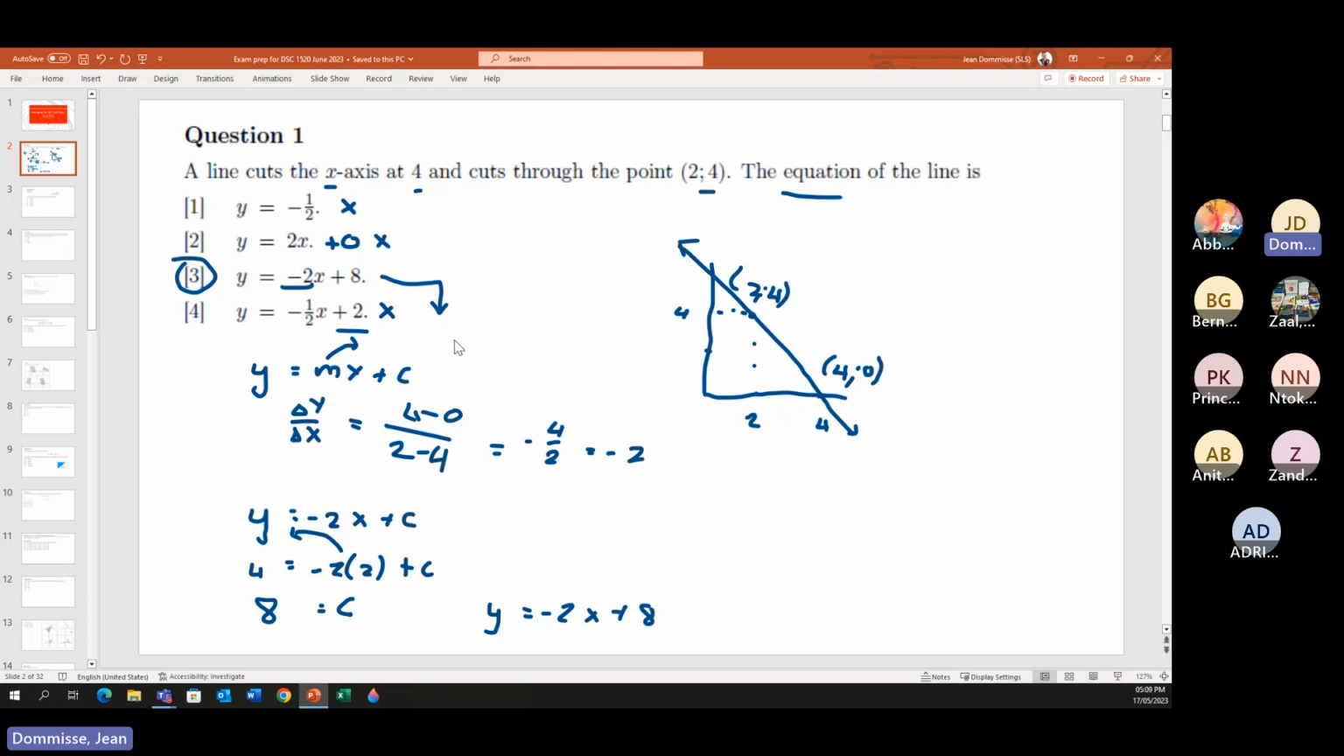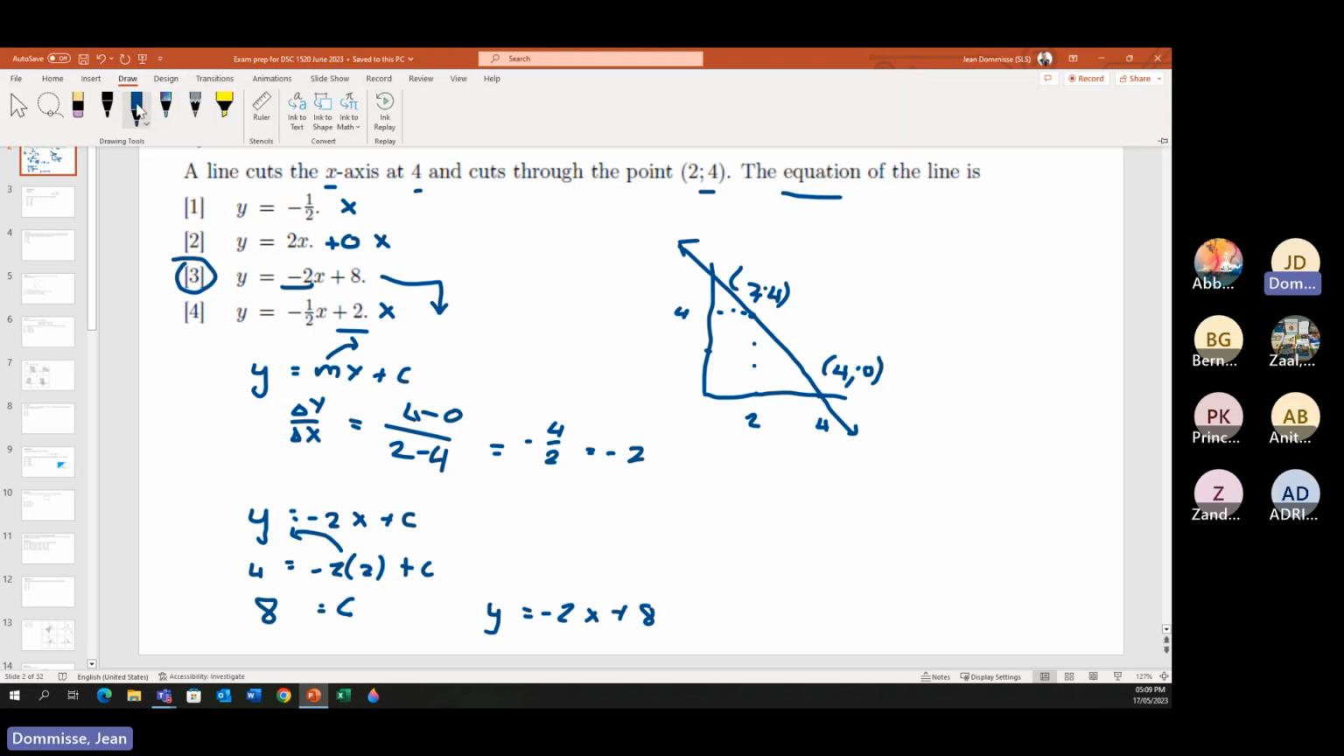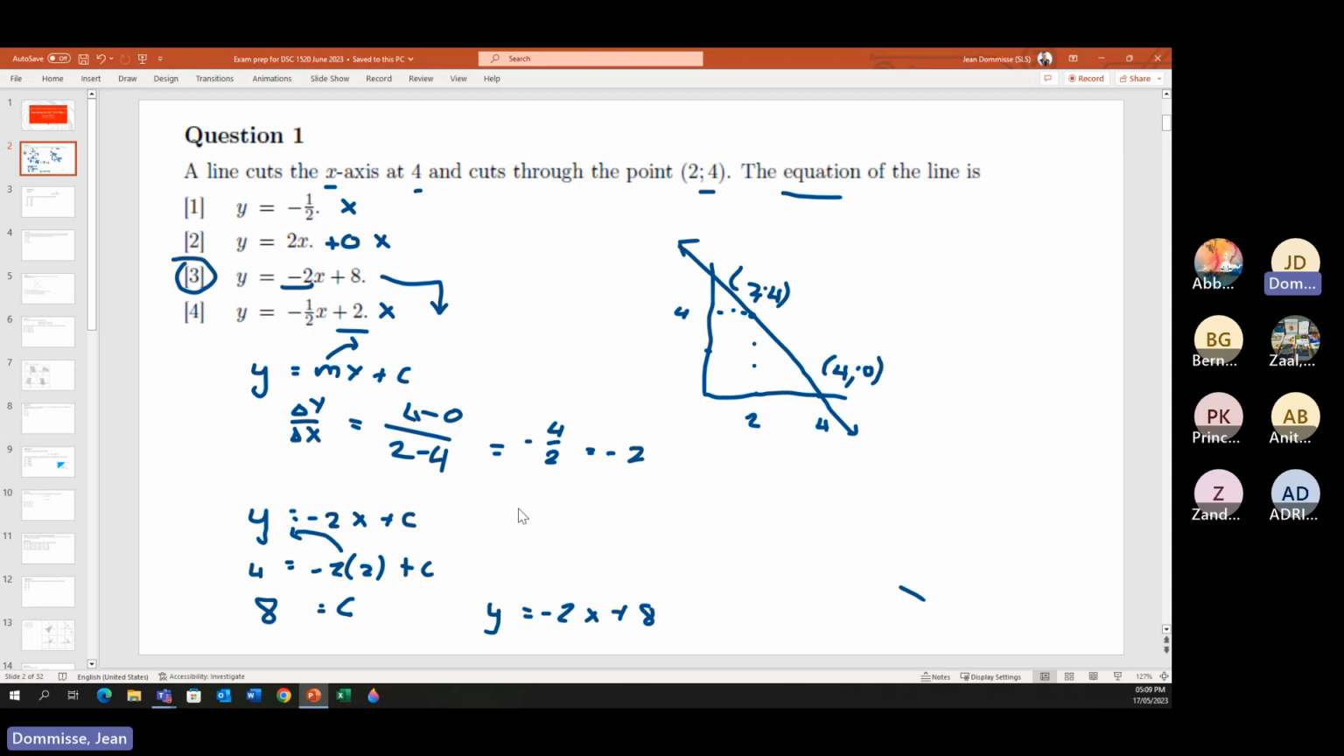Okay, so this first one, after I've drawn the graph, we could have probably already eliminated some of the answers, but still I think it's important that we just have done the rest of the way of working it out if there was multiple options. Okay, so that was a straight line. They give you a point, they give you actually 2 points, and you need to draw that.